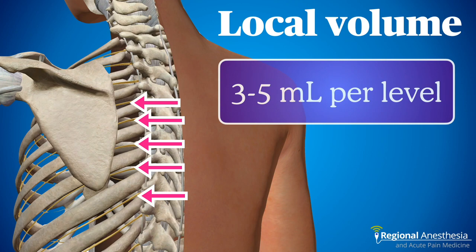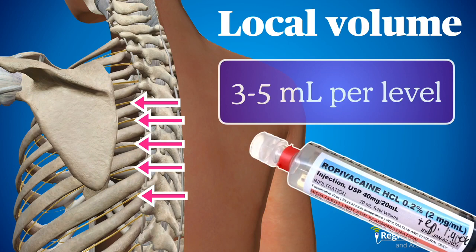We'll use 3 to 5 mLs of volume per level. We're really only after a sensory block here, and since it's a highly vascular area, we want to keep an eye on dosage. We like 0.2% ropivacaine with epinephrine as our agent of choice.